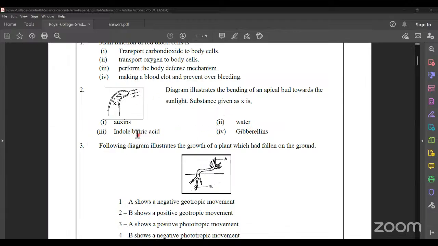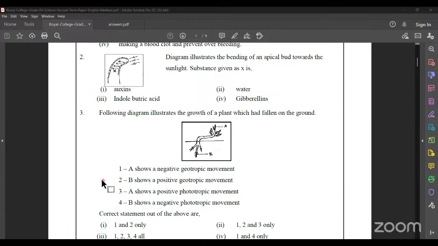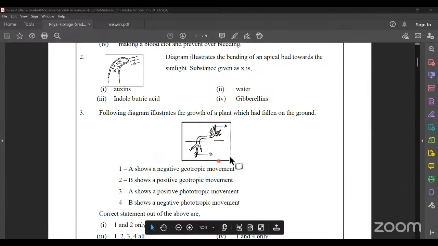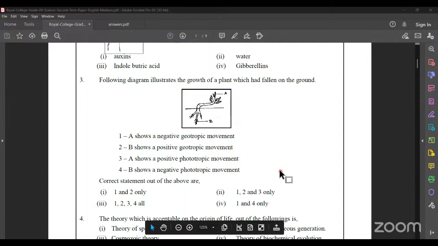The answer is auxin. Okay, so the third question is, the following diagram illustrates the growth of a plant which had fallen on the ground. So you can see there are roots and shoots. So what do you think the answer is? Just take your time, it's fine.